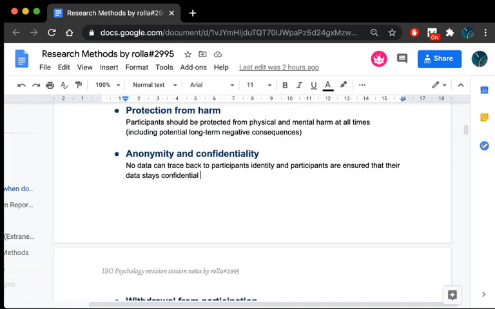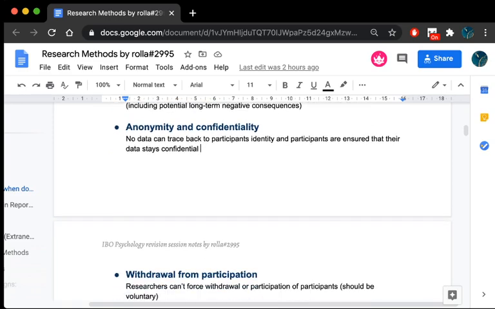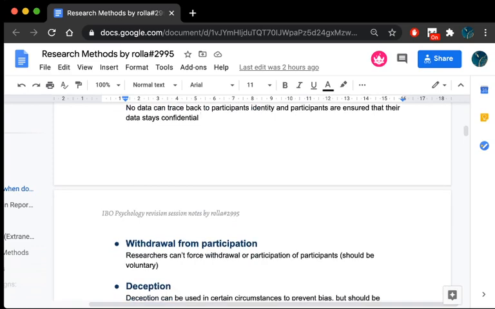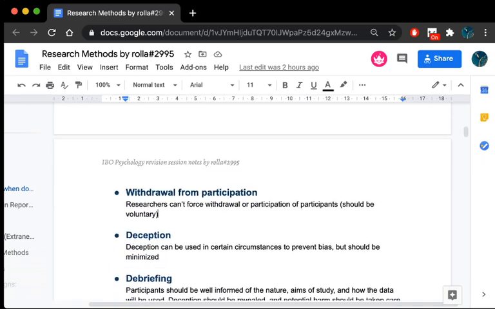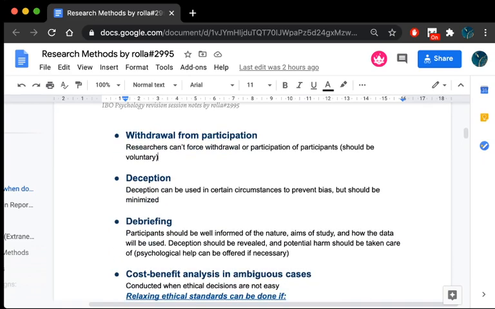Anonymity and confidentiality. So you have to make sure that the participant's identity is anonymous, and you also mustn't leak their personal data. Withdrawal from participation. Researchers can't force participants to stay if they would like to withdraw, even suddenly. It should be fully voluntary, but sometimes there are some issues with this, and it will be explained later in the biases of quantitative research.